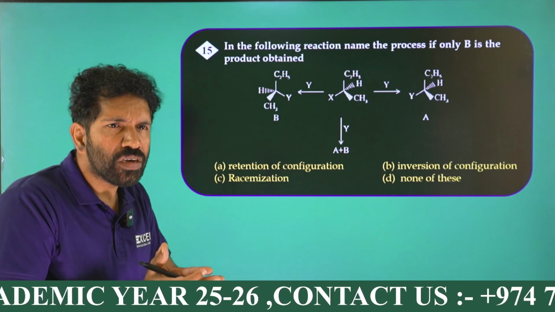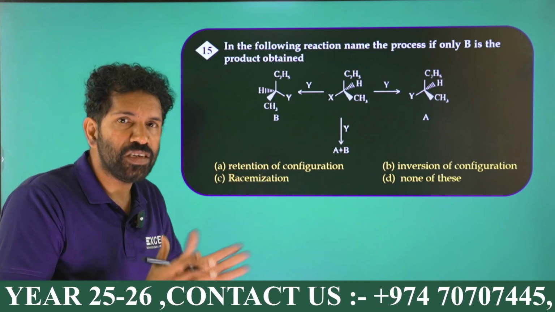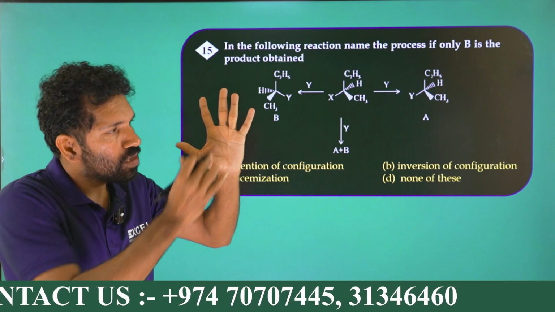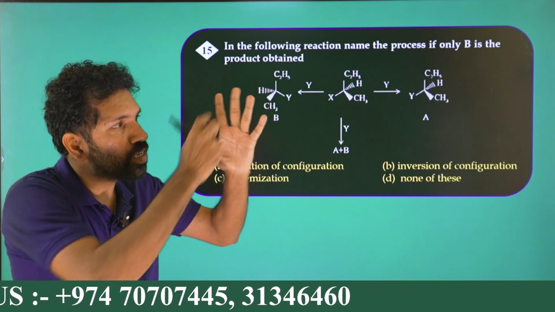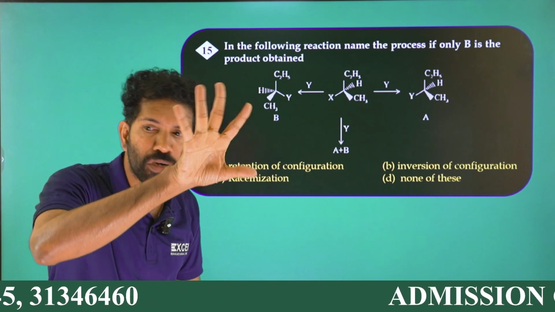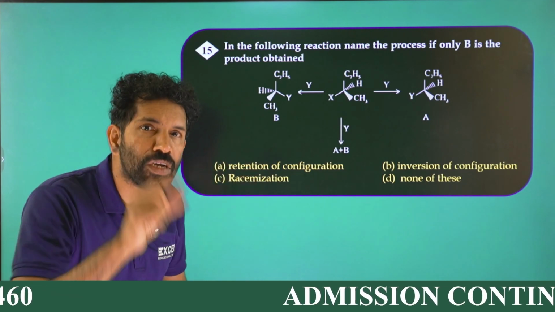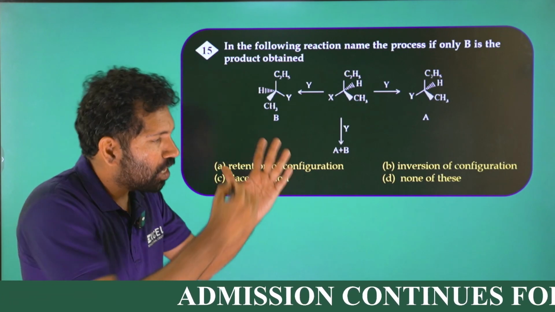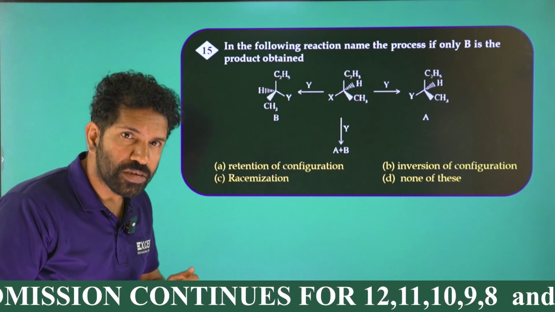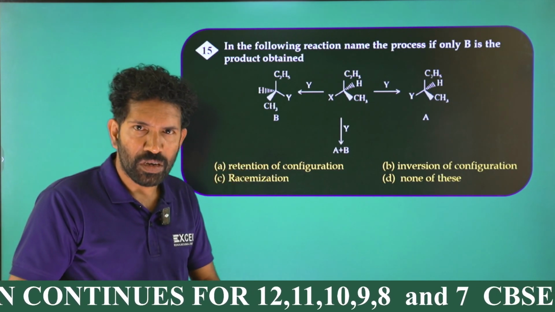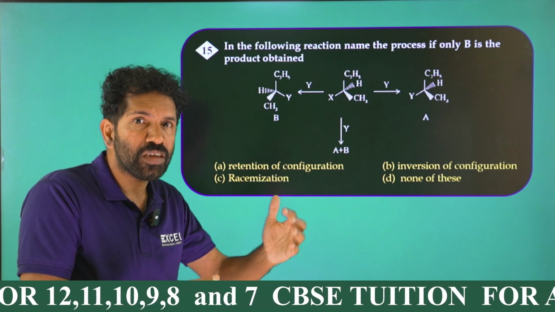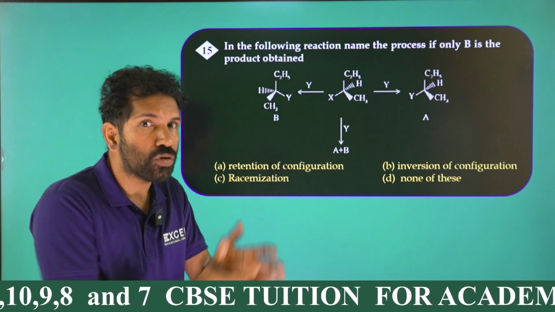Or arrangement of species around a center in space is called what? Configuration. See, the left palm has a particular configuration. The arrangement of fingers in space is configuration. The right palm has a different configuration, because the arrangement of fingers in space of the left palm and right palm are different. How to decide which configuration is R and which is S is beyond your level. It is not in CBSE. I am not discussing that.